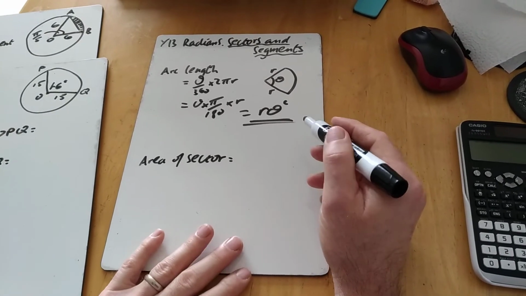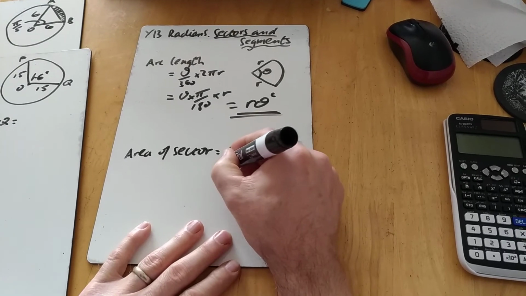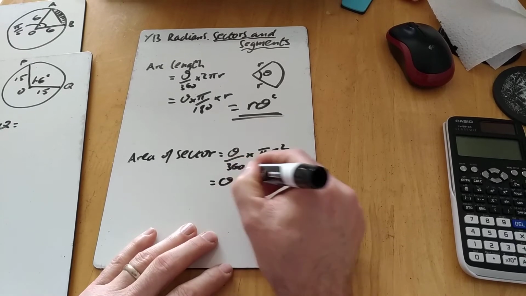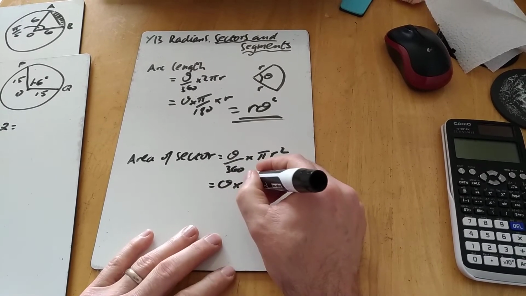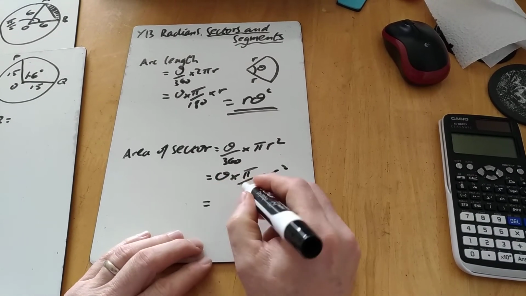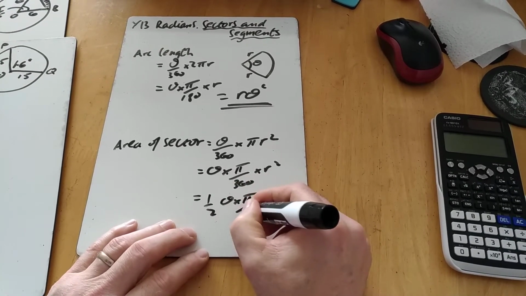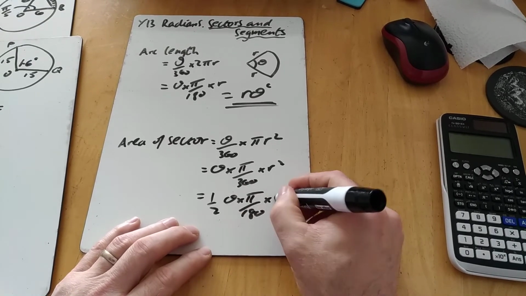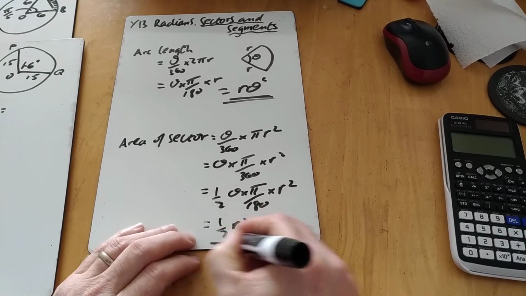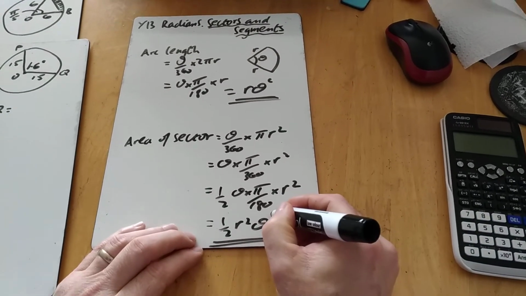And similarly for the area of the sector, it's a fraction of the circle. So it's a fraction of pi r squared. It's theta over 360 times pi r squared. And in the same sort of way, it becomes theta times pi over 360 times r squared. And I'm going to split the 360 up as 2 times 180. So I've got that pi over 180, which is how I convert from degrees to radians. And we say that is the same as a half r squared theta. So we've got our formula for arc length, we've got our formula for area of a sector, and that's what we're going to use.